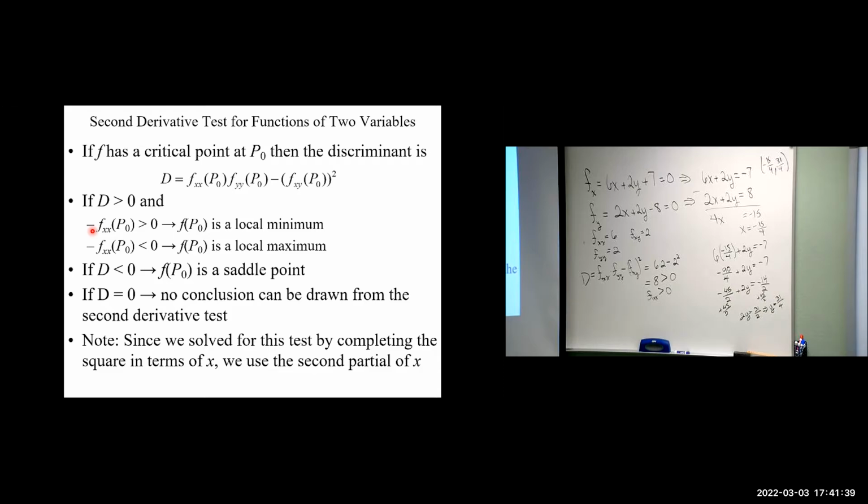All right. I think you're going to find it straightforward to use. And again, once you get better and more comfortable with partials, it becomes easier to do.